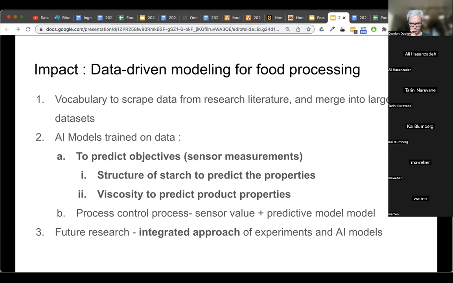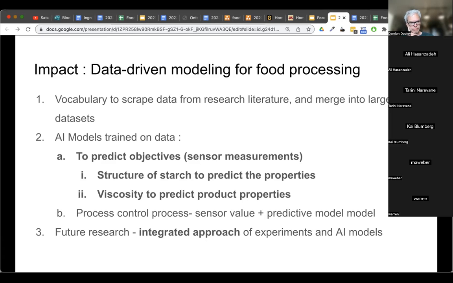measure. The first model used the structure of starch, basically how the crystal structure breaks down, to predict the viscosity, and then used the viscosity to predict the product properties. Is it going to be hard? Is it going to be sticky? Is it going to be elastic?